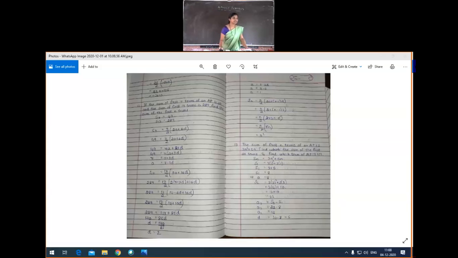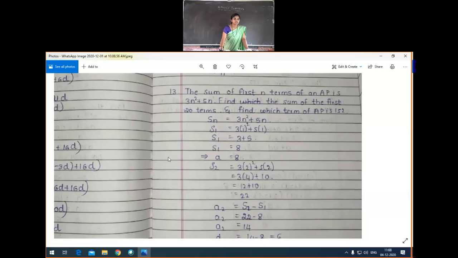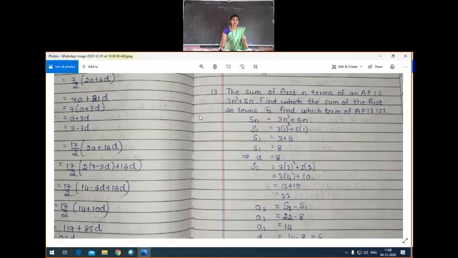Okay, students, let us continue with the arithmetic progression revision part. See, we are discussing the 13th problem, right? So the 13th question is like this. The sum of first n terms of an AP is 3n square plus 5n. Find the sum of the first 20 terms, and find which term of the AP is 152.